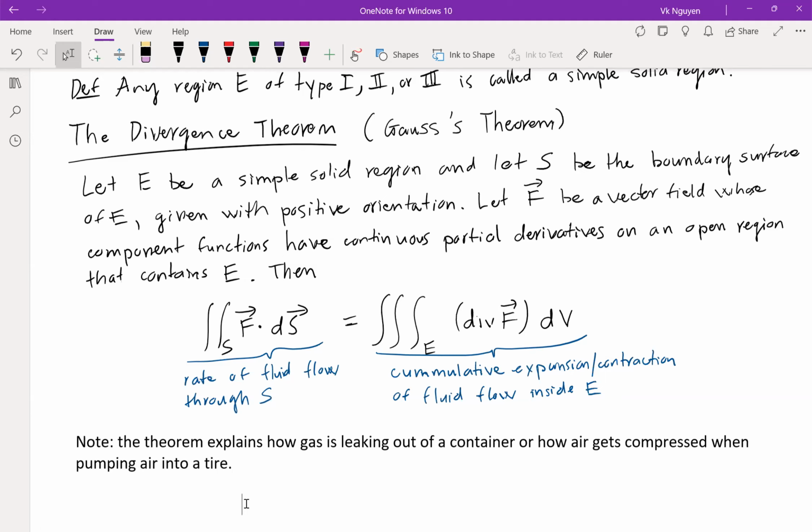Gas leaking is the same as the rate of fluid flow, right? Gas is a flow, so it flows through the surface of the container. If you do the calculation, this is exactly the same as the cumulative expansion of the gas inside that container. Pretty cool.